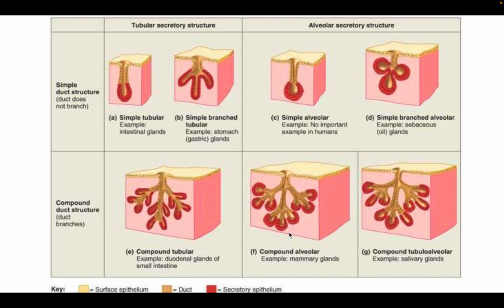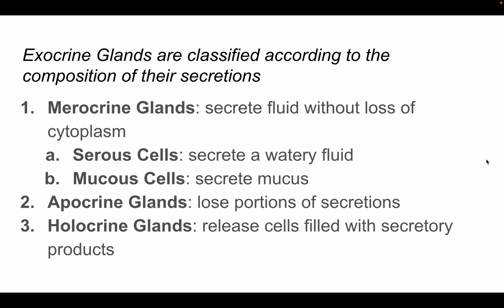So here's a diagram just showing simple duct structures and some examples, because we've had things that get secreted in our stomach, mammary glands, and sometimes they are branched and tubular, so mammary glands, salivary glands. Those are all types of glands. So exocrine glands are classified according to their makeup, as well as the makeup of their secretions. So we have our merocrine glands. They will secrete fluid without loss of the cytoplasm. And there's two subcategories, serous and mucous glands. So here's a watery fluid, and this one, as the name states, mucus.